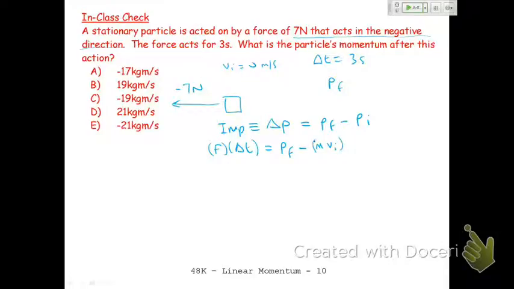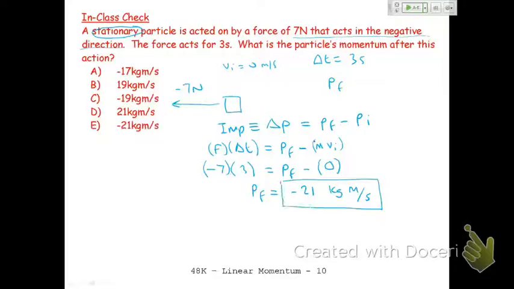So I can say, oh, hold on then. Let's say my force, which is minus 7, and I look at my diagram, and I say that's 3, equals P final minus, and stationary particle means 0 for that. The units are going to be momentum, kilogram meters per second. So it's going to be minus 21. It's going to be E. Very good.